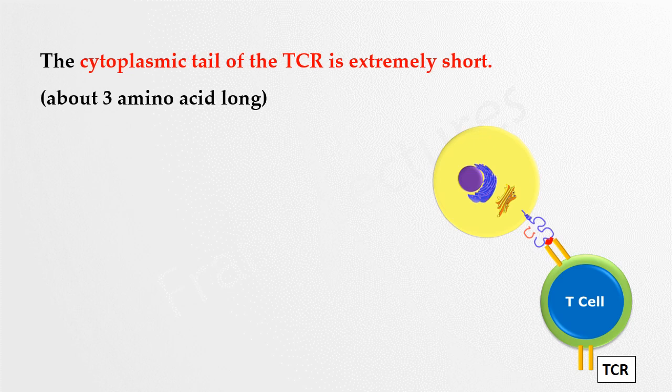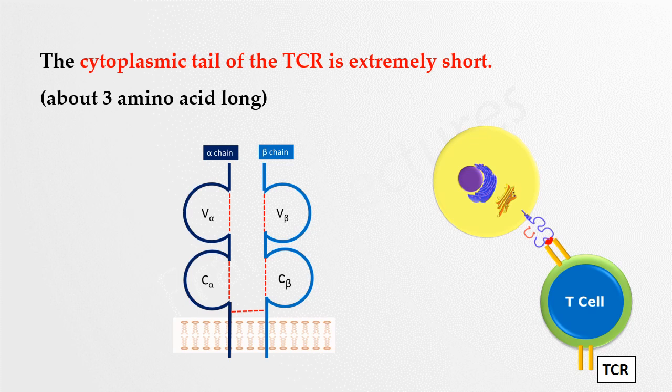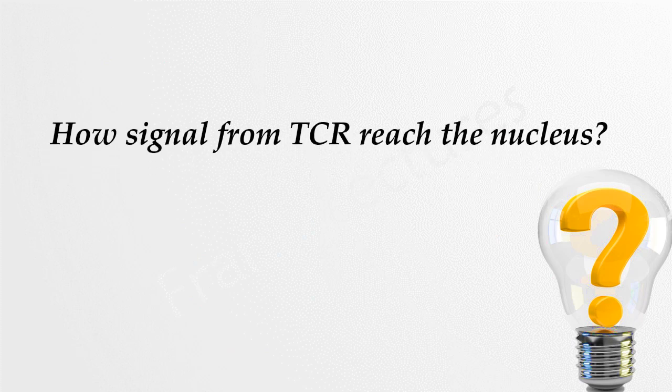After T cell receptors recognize the antigen presented by an MHC molecule, a signal is transmitted from the surface of the T cell to the nucleus, which leads to T cell activation. But the T cell receptor cannot do this alone because its cytoplasmic tail is extremely short. It is about 3 amino acids long. So, how does this signaling take place?